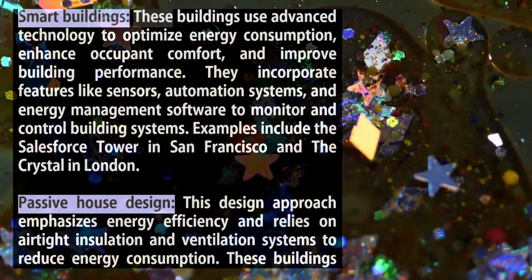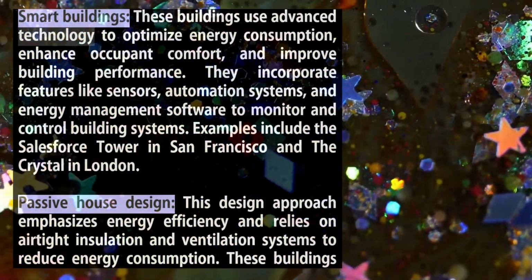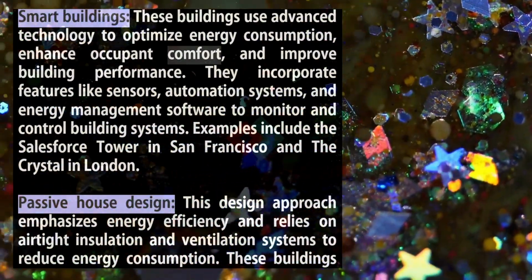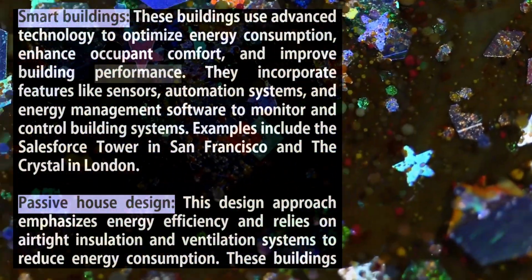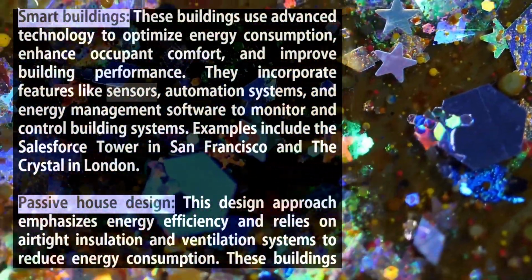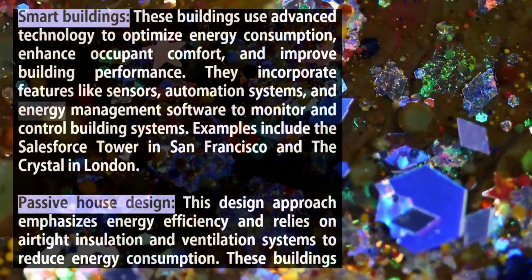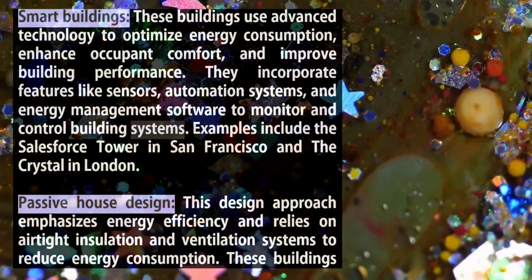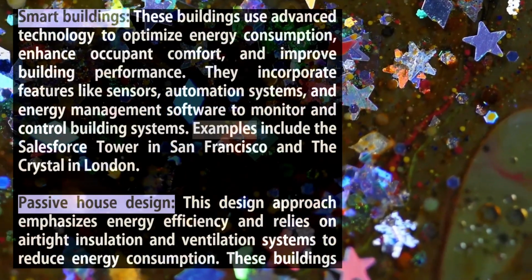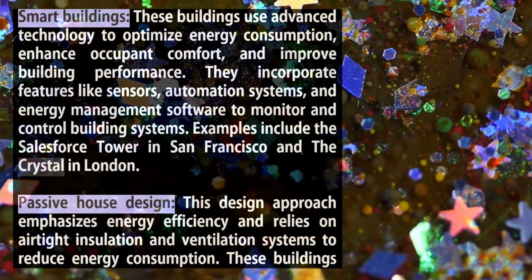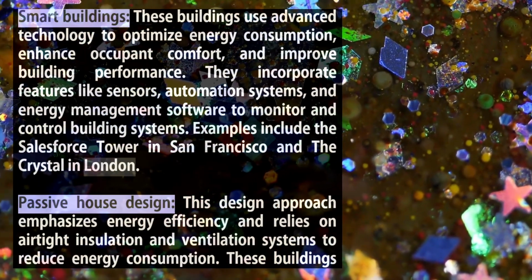Smart buildings. These buildings use advanced technology to optimize energy consumption, enhance occupant comfort, and improve building performance. They incorporate features like sensors, automation systems, and energy management software to monitor and control building systems. Examples include the Salesforce Tower in San Francisco and the Crystal in London.